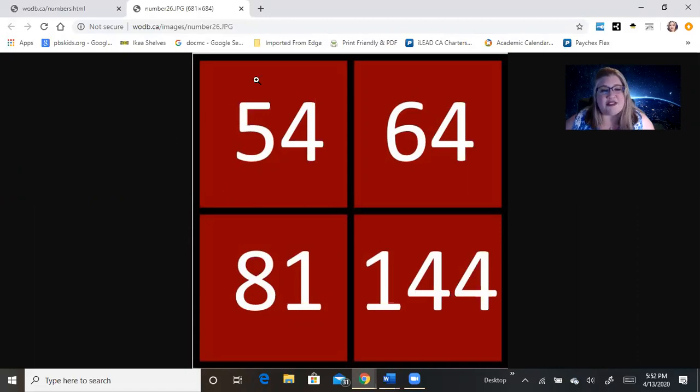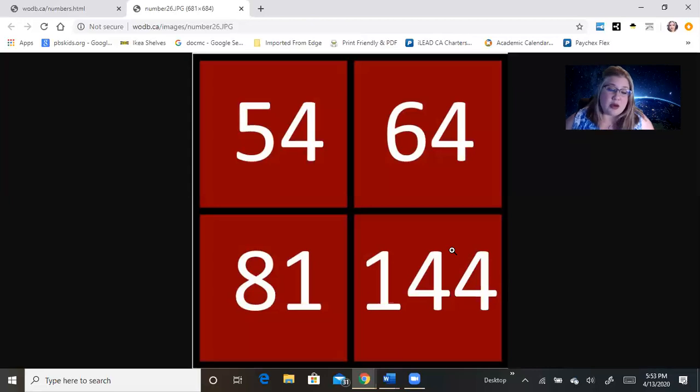For this top left box, you could have said that you felt the 54 doesn't belong because it's the only one that's not a square. 64 is 8 times 8, that's 8 squared. 81 is 9 times 9, that's 9 squared. 144 is 12 times 12, that's 12 squared. Or you could have said that you think the top right box here is the one that doesn't belong because 64, if you add the two digits together, equals 10, 6 plus 4, whereas all the other boxes add to be 9. 5 plus 4 is 9, 8 plus 1 is 9, and 1 plus 4 plus 4 is also 9.